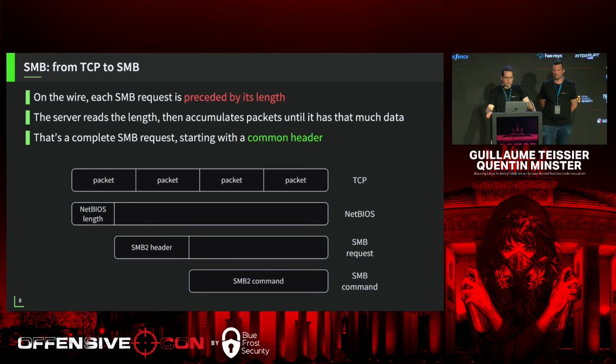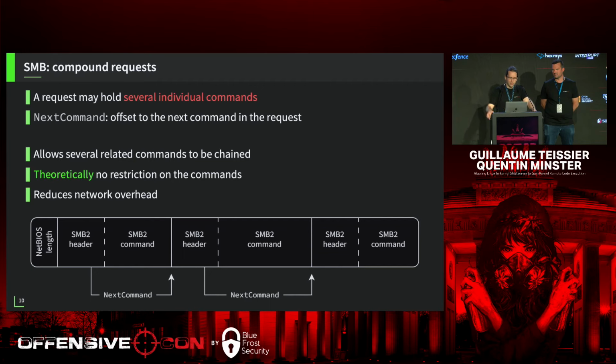Okay. So SMB, basically, at the start of an SMB request, you have what's called the NetBIOS length. It's the length of the actual request. So the server just has to read that length from the network and then accumulate data until it has the full request. That request is composed of a header and the command. That's a simple request, but you can have compound requests.